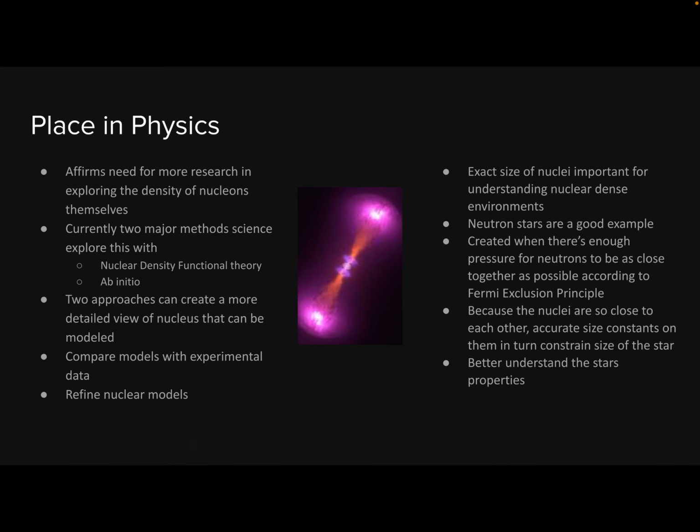The ramifications of this difference in nuclear size, and how it's not entirely explained by volume, affirm the need for more research exploring the density of nucleons themselves, because it ties into ideas like neutron skin, or why this relationship is not exactly right. There are two major methods scientists use to explore the density of nucleons, aka protons and neutrons: nuclear density functional theory and ab initio theory. The former is used for larger isotopes, and it's more grainy and less precise. Ab initio uses actual Schrodinger equations and is really, really precise.